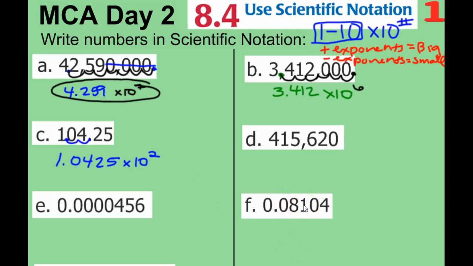Alright, let's take a look at the next one. There's only one zero on the end that we don't really need here. So my decimal's there to begin with. I need to move it way over here to get 0.1562. And then how many times do we need to multiply that by 10 to get this big number? Well, 1, 2, 3, 4, 5. So the exponent is a 5.